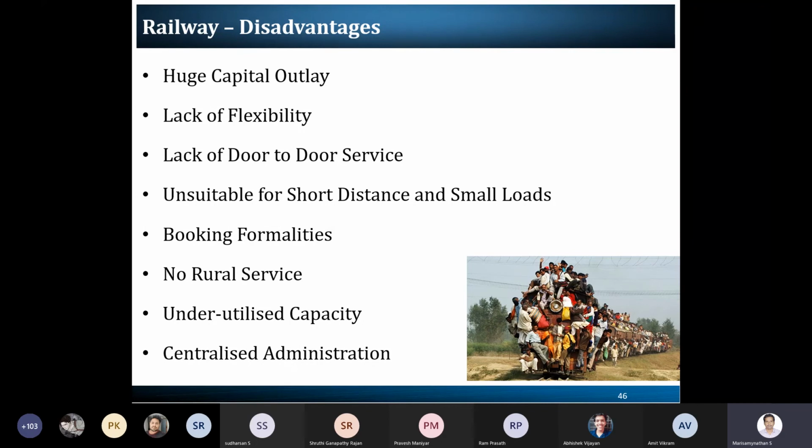Then we covered some of the basics: what the modes are, what the components are, how the developments are happening, and how each one has a link. That we have seen in one single picture, followed by the advantages and disadvantages of roadways and railways. So these are the things we have covered in today's lecture, and tomorrow we can see the remaining modes with respect to their advantages and disadvantages. Any doubts, students?